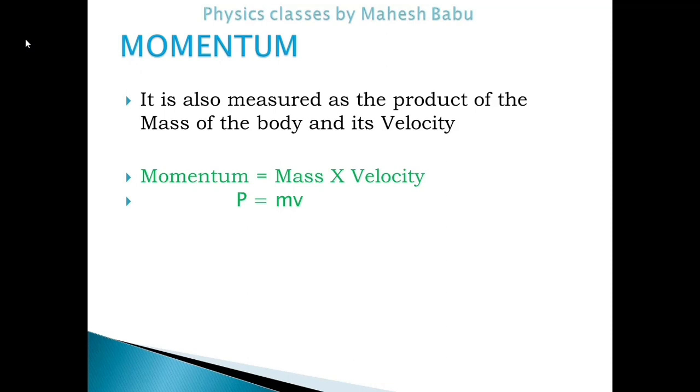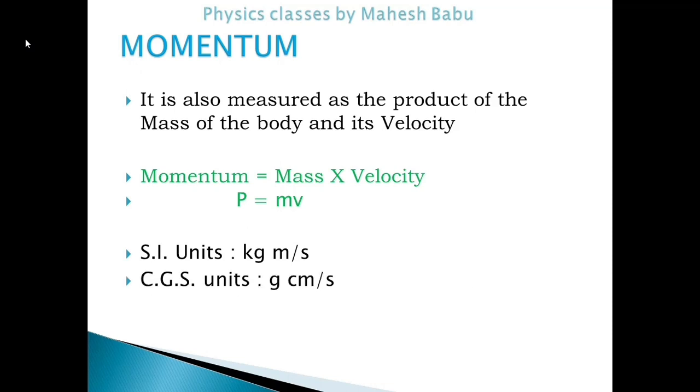SI unit of momentum: SI unit of mass is kg, SI unit of velocity is meter per second. So the SI unit of momentum is kg meter per second. The CGS unit is gram centimeter per second. If a body having mass m moves with a velocity v, its momentum is m into v.